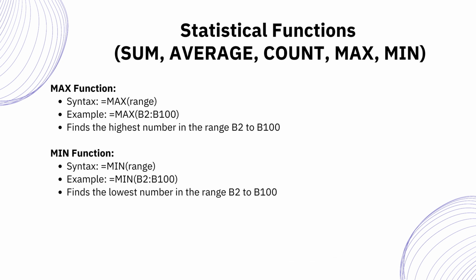MAX and MIN functions are used to find the highest and lowest values in a range, respectively. =MAX(B2:B100) will return the highest value, allowing you to identify peak performance or outliers, while =MIN(B2:B100) gives you the lowest value, useful for spotting minimum thresholds or declines. These statistical functions are essential for data summarization, trend analysis, and performance tracking in your data analytics projects.